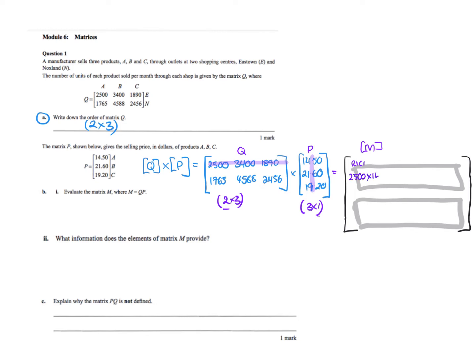2,500 would get multiplied with 1450. Then you would add 3,400 being multiplied with 2160, plus 1890 being multiplied with 1920. Sorry, ran out of a bit of room there. So that's how it would calculate that. That's how you would manually do it, and that's what the calculator's doing. So I'm going to pause this video, and we're going to do this on our calculator.